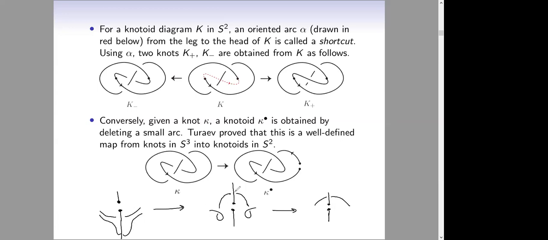This arc goes back from the other side, and we apply two Reidemeister moves. So this shows that it doesn't matter where you choose the deleted arc. You will get a well-defined map from this knot in S3 to a knotoid in S2. And similarly, let me erase these.